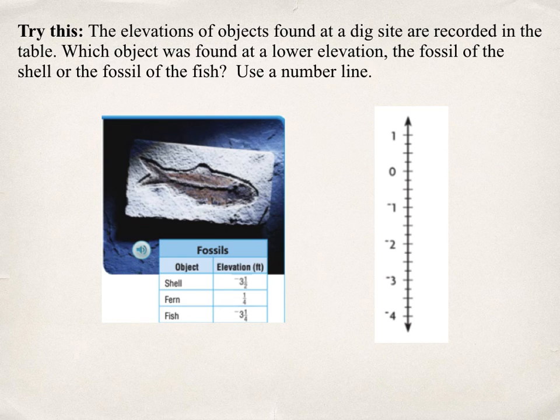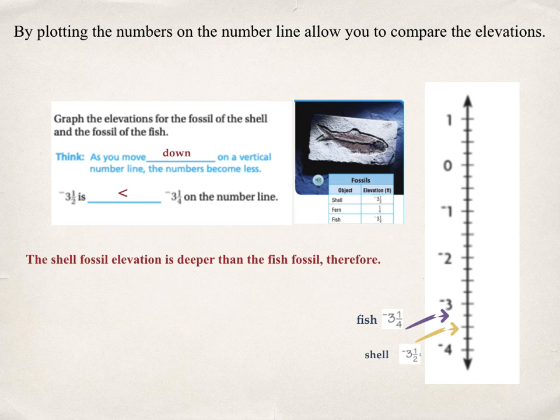First, we have the shell, which is at an elevation of -3.5 below the ground level, followed by the fern, which is above the ground, 1/4 foot. Then we have the fish, which is at -3.25 feet below the ground. Since the problem is asking us to compare the shell and the fish, the fern's elevation is irrelevant. So now let's take a look.